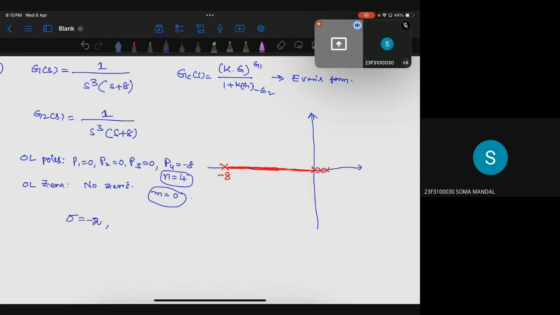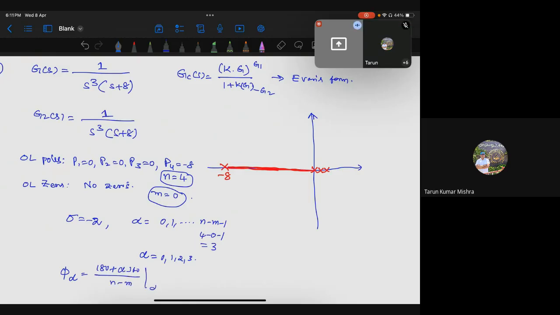Here the alpha will be 0, 1, etc. n minus m minus 1, that is 4 minus 0 minus 1, equal to 3. Alpha is 0, 1, 2, 3, so four angles you will get. What is the asymptotic angle equation? phi alpha equals 180 plus alpha times 360 by n minus m, where alpha is 0, 1, 2, 3. If you do the calculations, you will get 45, 135, 225, 315. So sigma you will get as -2.